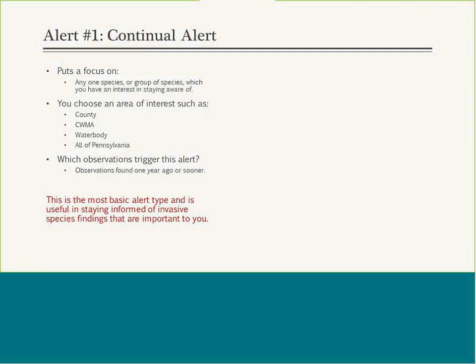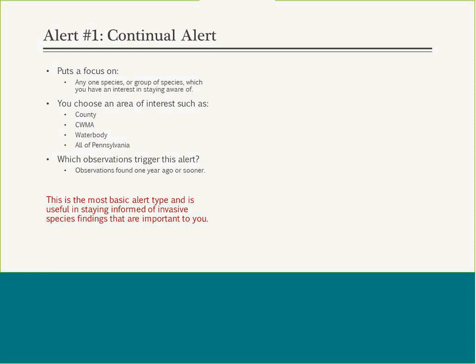So the first alert type is called a continual alert, and this is going to put a focus on any one species or a group of species that you have a particular interest in. So what you want to do is you want to choose an area of interest. So you want to say, I'm only concerned about this particular species in this county, because where I live. Or maybe you're part of a cooperative weed management area, CWMA, and you want to be notified of species that are found inside that cooperative weed management area.